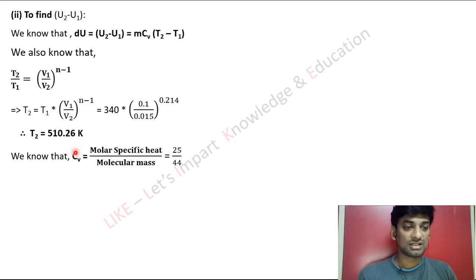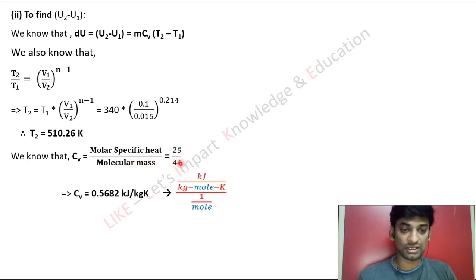Next one is Cv, C suffix V. Look at the formula carefully. To determine the Cv, when the molecular mass is given, the formula is molar specific heat at constant volume divided by molecular mass. So this molar specific heat is given 25, molecular mass is also given 44. Look at the unit conversion carefully. For molar specific heat, the unit is kilojoule per kilogram mole Kelvin.